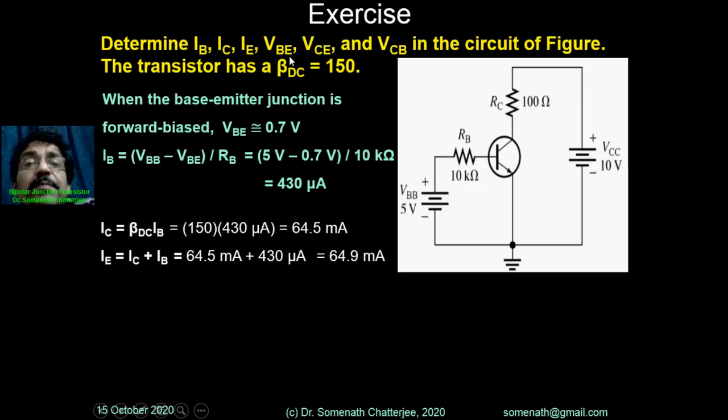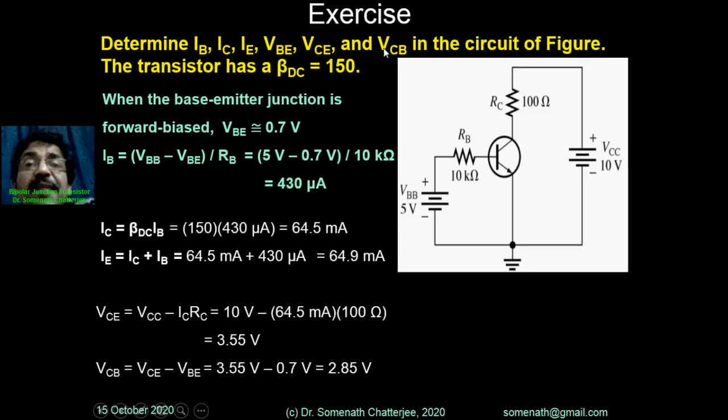Next you have to find out VBE. You know IB and RB also, so you can easily find VBE. In this case we are using VBE 0.7 volt because it is forward biased and silicon. When nothing is mentioned, you can think it is a silicon diode. If it is a silicon diode, we know the cut-in voltage is 0.7 volt at the base to emitter junction. So it is always a thumb rule that VBE, the base to emitter junction, will be 0.7 volt. So you got it.